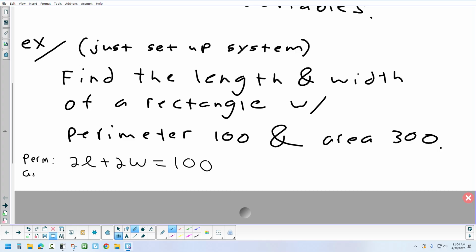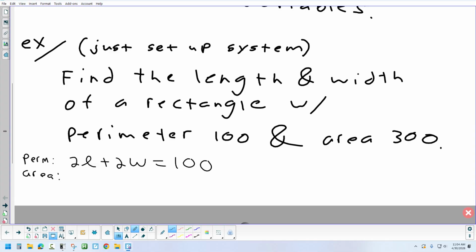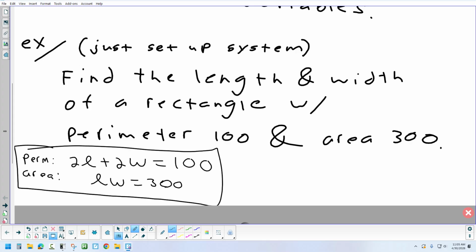And then for the area, what's the formula for area of a rectangle? Yep. Length times width. And what does it say that our area is? 300. So the length times the width is 300. And for the first part, that's all they want us to do. Not too bad.